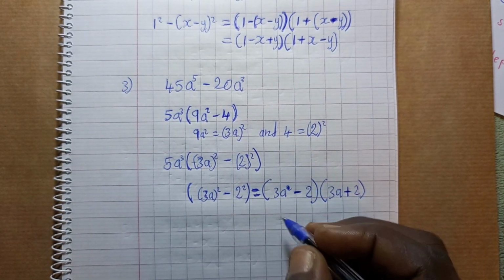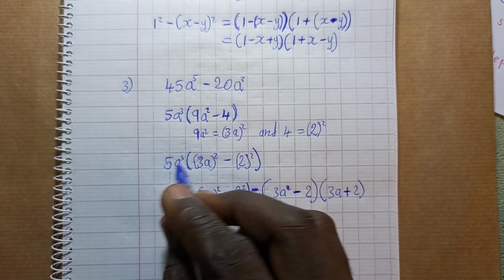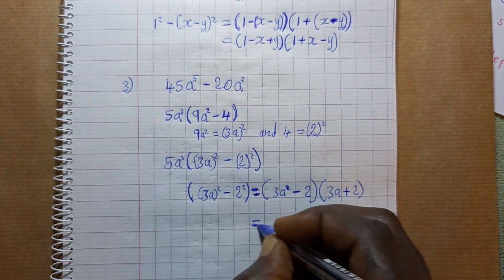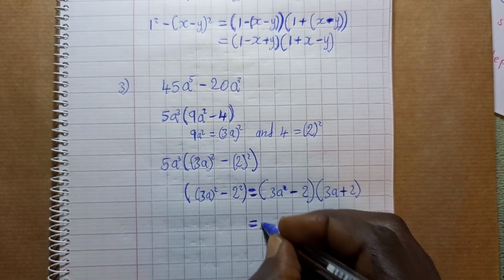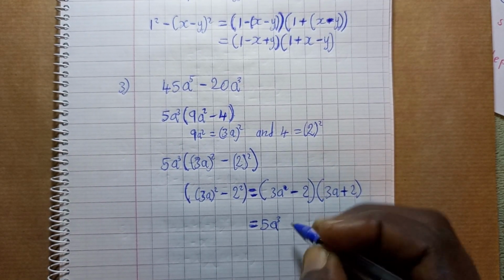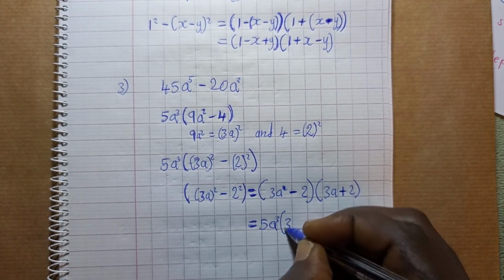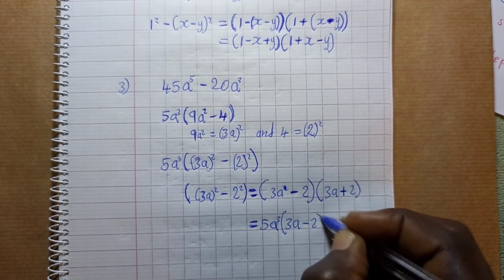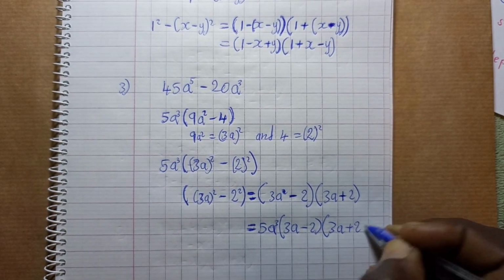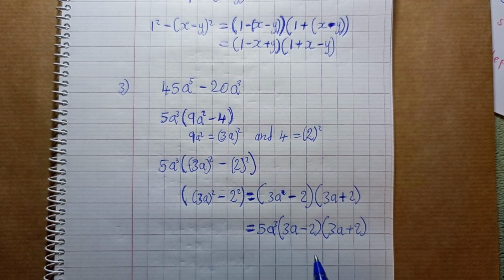So our final answer, bringing this common factor outside, will be 5a raised to power 3, open bracket 3a minus 2, open another bracket 3a plus 2. So this is the final answer to number 3.